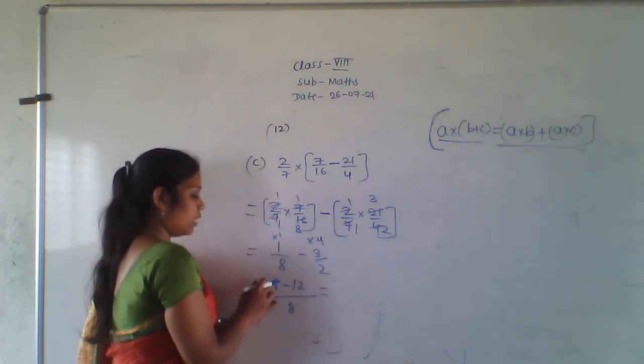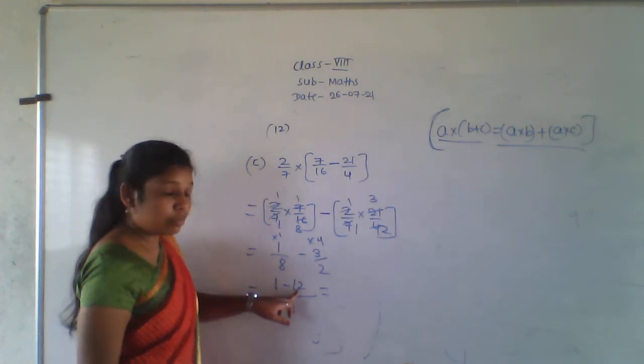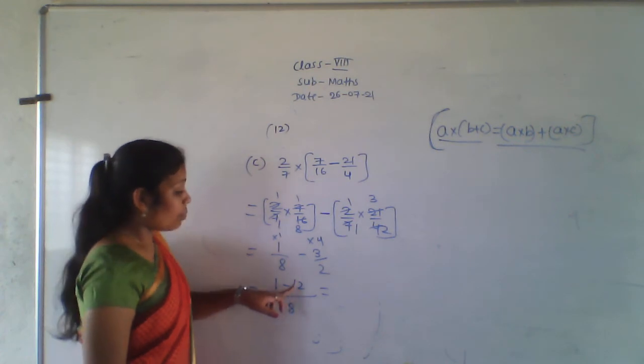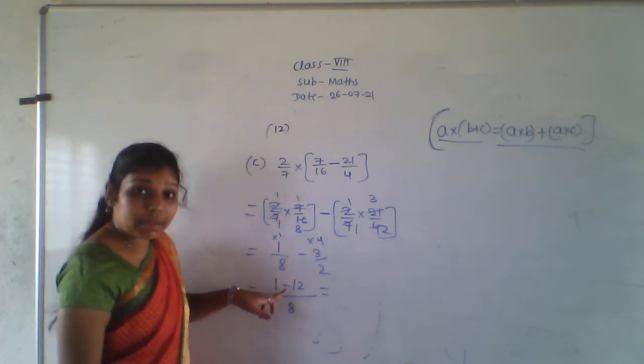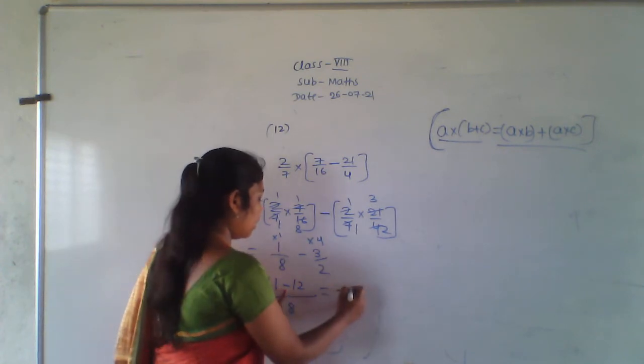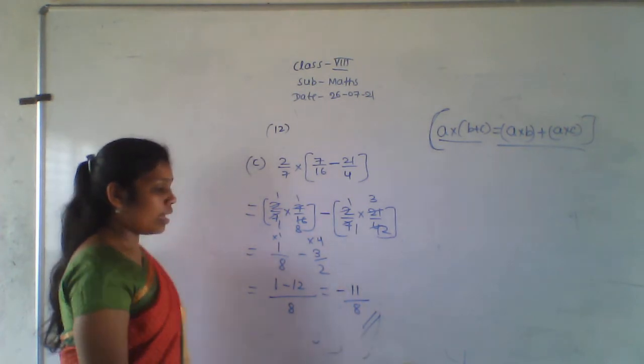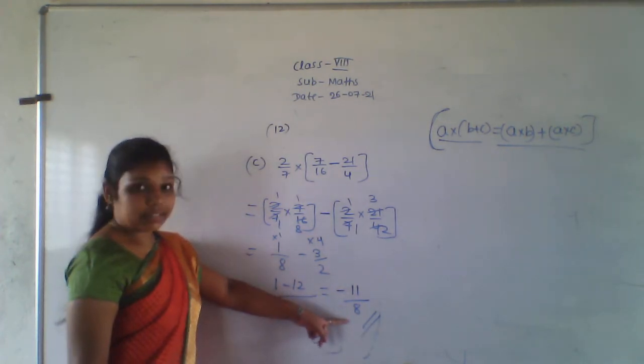So what is the answer here? Plus 1, minus 12 means we need to subtract the values, but we have to write the bigger number's sign. What is the bigger number's sign here? Minus. So write the minus sign. That will be minus 11 by 8 is the answer. Okay, minus 11 by 8 is the answer.